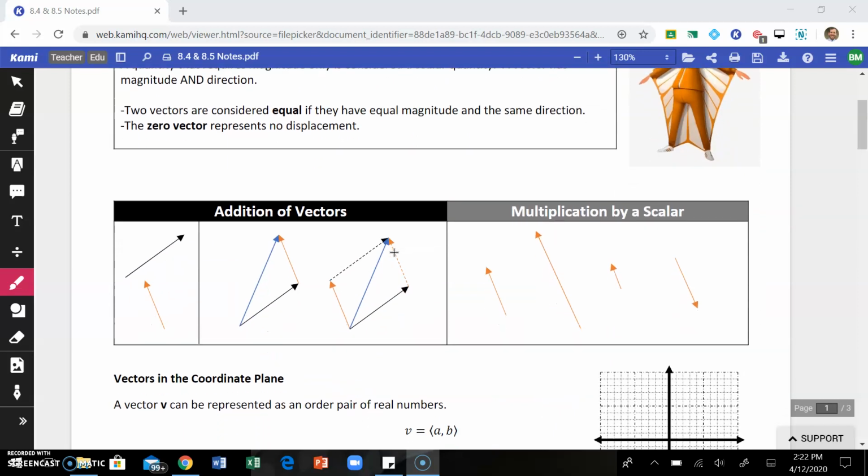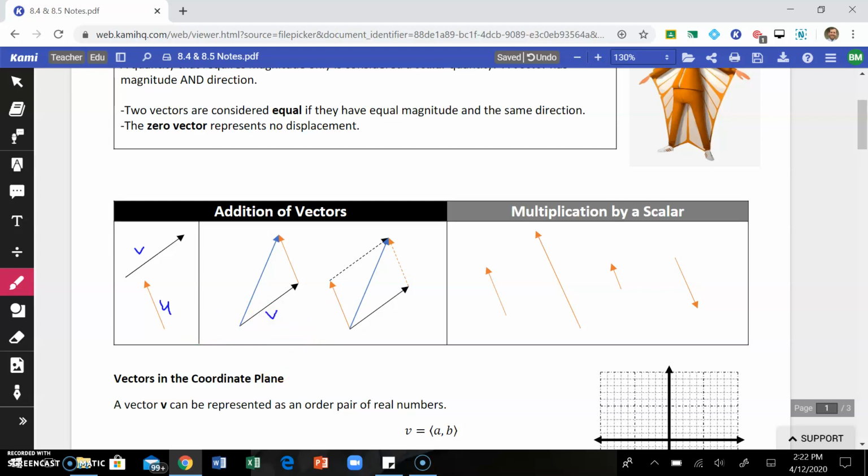Okay? First thing I want to get into is how we add vectors, and then how we take a vector and multiply by a scalar. So I'm going to start with these two vectors, and we will call them vector v and vector u. And notice every time that I have this black vector v, it's the exact same length in the exact same direction. And every time I have this orange vector u, it is always the same length and in the same direction. So there are a couple different ways that we can show addition of vectors.